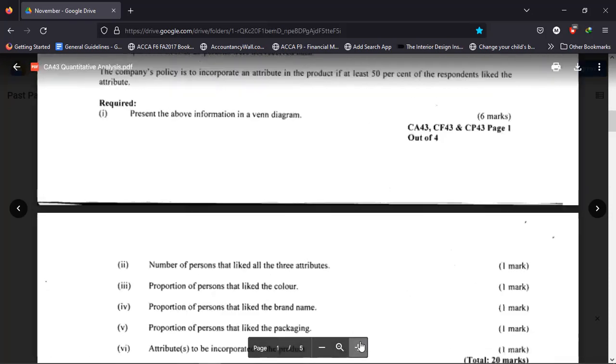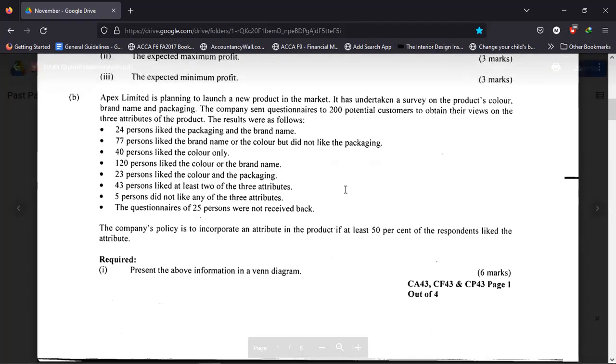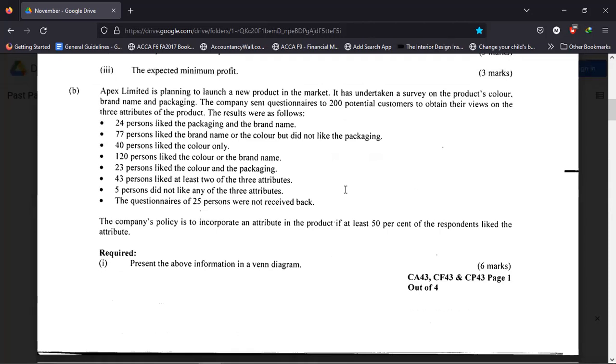You can read for me. Apex Limited, just go on. Apex Limited is planning to launch a new product in the market. It has undertaken a survey on the product's color, brand name and packaging. The company sent questionnaires to 200 potential customers to obtain their views on the 3 attributes of the product. The results were as follows.